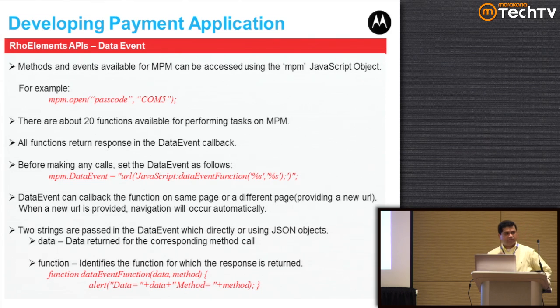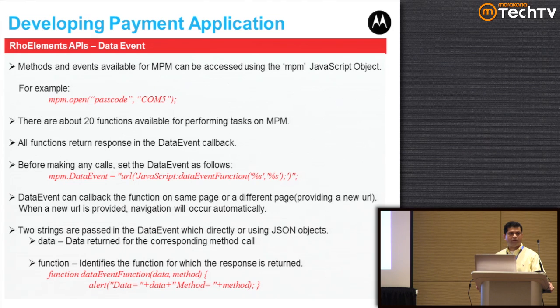So here are some of the APIs that I'm just going to go through real quick. First, you open the NPM, and the passcode is the one that you have to get from Motorola. It's not really secret about it. It's just, like I said, that you work with us, you get the passcode from us, and you get support for this. And then COM5 is the port, the Bluetooth port that you're using. If you're using Android, it doesn't matter what the port is.